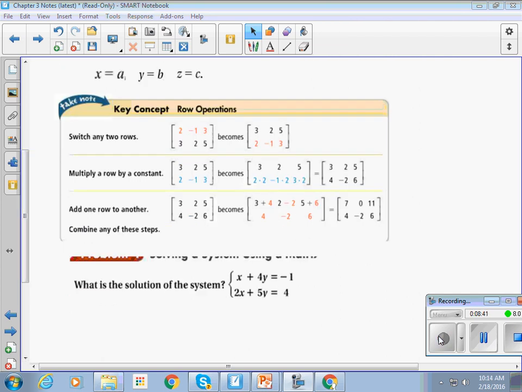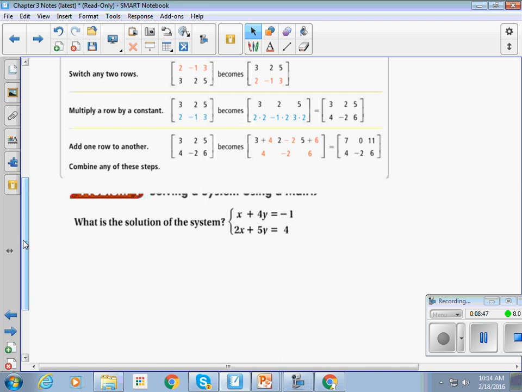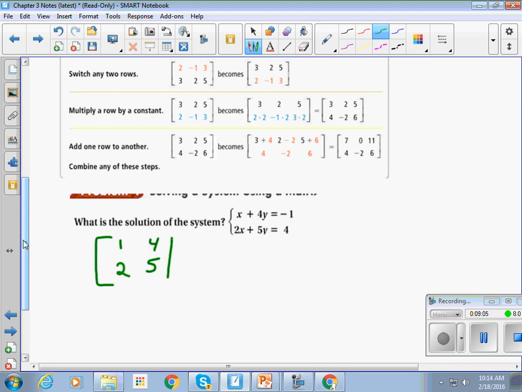All right, so let me demonstrate to you how to solve a system using row operations and matrices. The first thing I want to do is convert this to a matrix. My x column is going to be 1, 2. My y column is going to be 4, 5. I'm going to have a bar to represent the equal sign. And my constant column is going to be negative 1, 4.